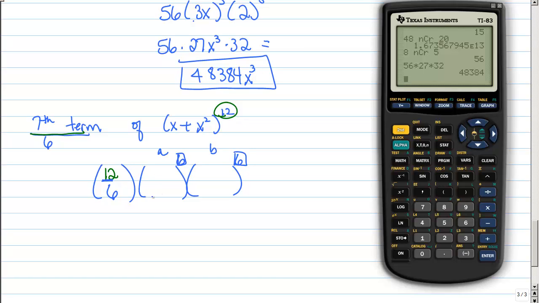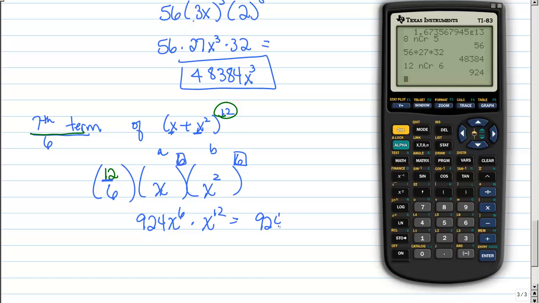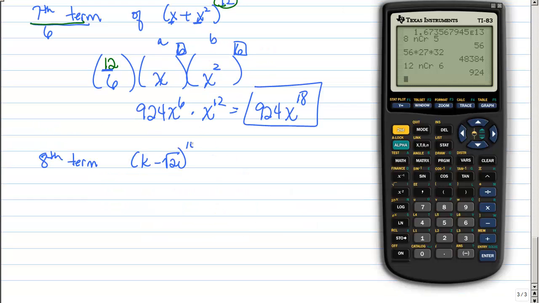Now what goes in those parentheses? This is our A, this is our B. Right, so now the only number I need is 12 choose 6, so that's 924, and here that's x to the 6th, and that's x to the 12th. So remember, we keep the base and add those exponents. And that would be the seventh term.